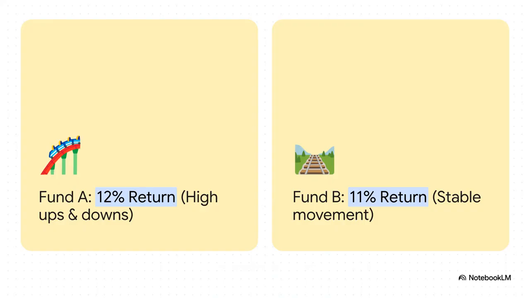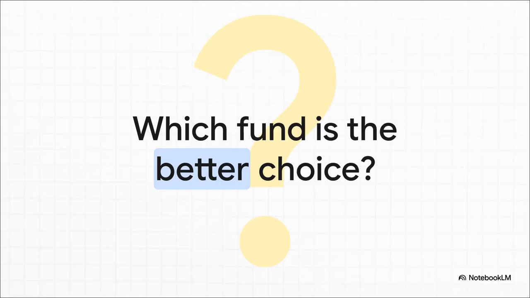So let's imagine this classic scenario. You've got two choices. On one side, there's Fund A, and it's offering a really juicy 12% return. But its journey is a total roller coaster, lots of high highs and low lows. On the other side, you've got Fund B. It's got a slightly lower 11% return, but its growth is way more stable and smooth. So which one do you pick?